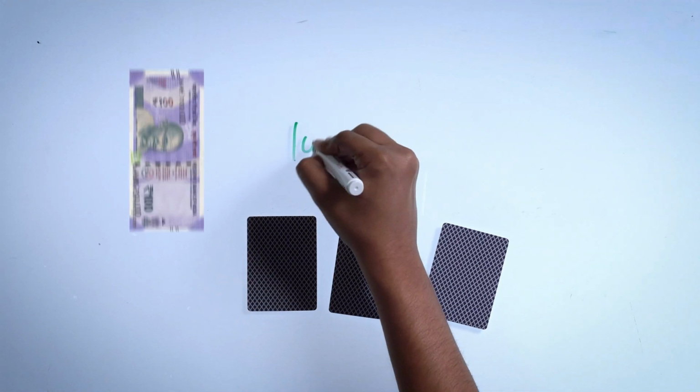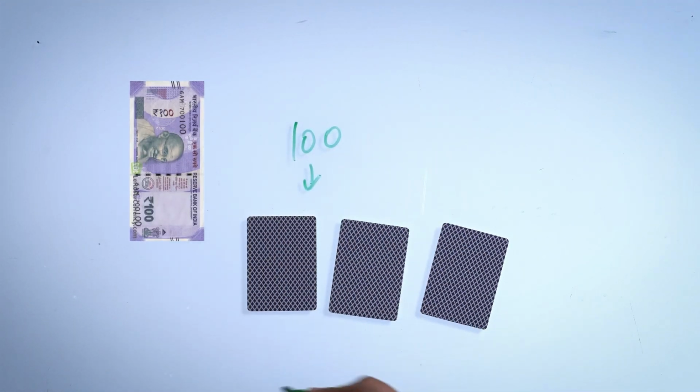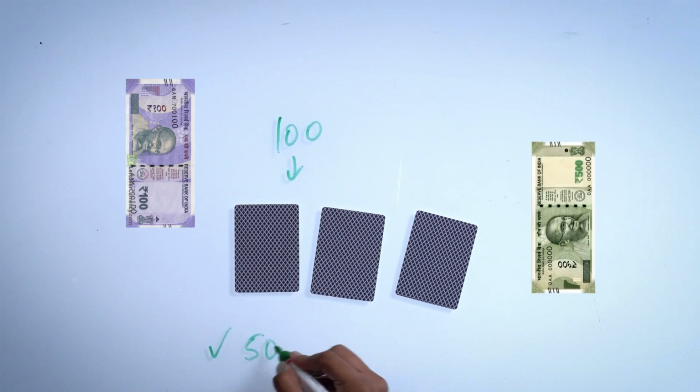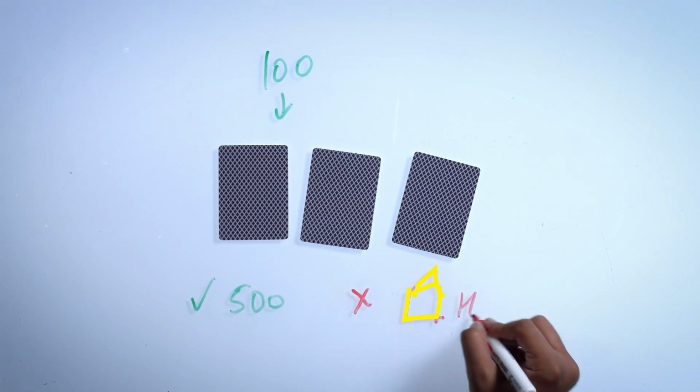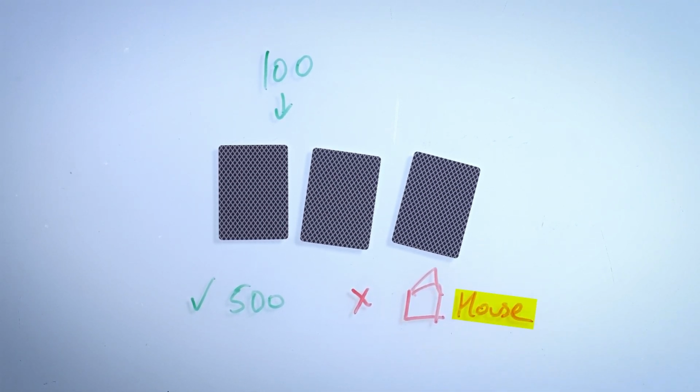Here's the bet. If you can guess the ace, I will give you 500 rupees. And I need you to bet 100 rupees from your side. And if you win, you get 500. But if you lose, I get your entire house for free.